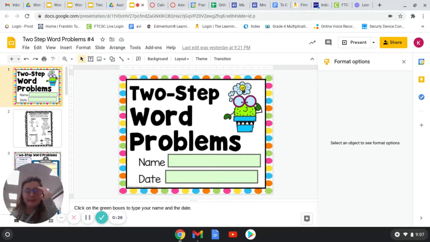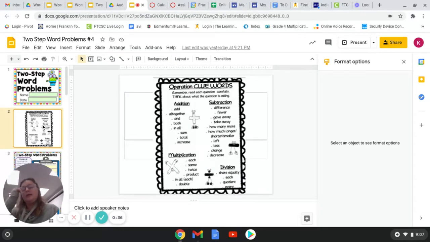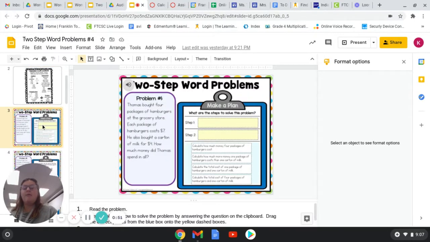Okay, so again, if you can just put your name and date, you should be able to type in those boxes. And then I went ahead and added in that clue word cheat sheet for you so you can use it on this problem and on this activity. And then I'm going to walk through problem 1 for you.